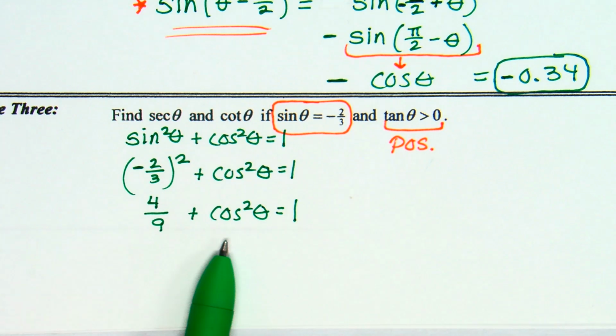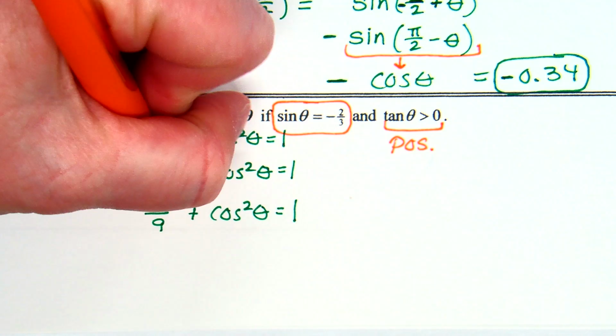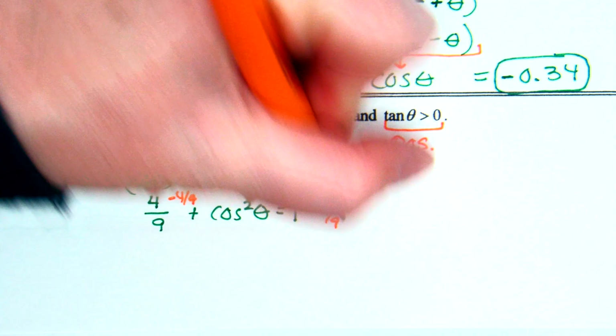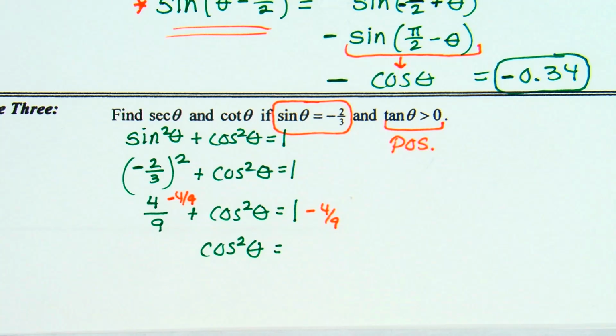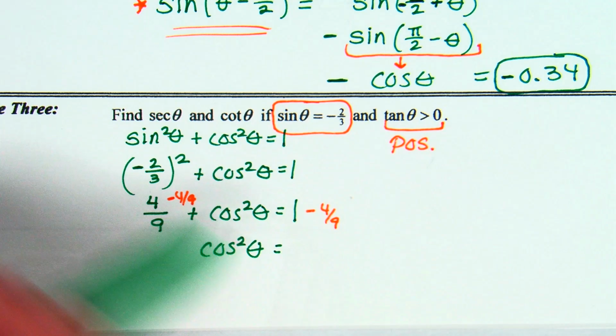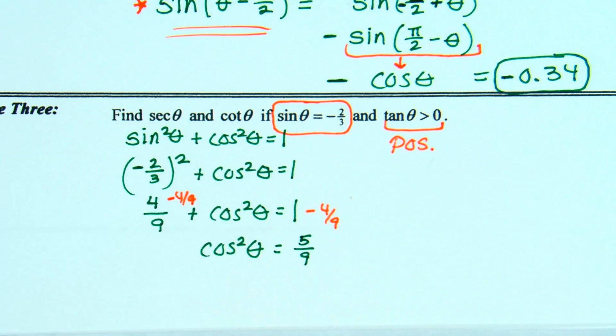Yeah, I know it says cosine squared theta. Just think of it like x squared. How would you get x squared by itself? You would take the 4/9 and subtract it over. On the left, 4/9 minus 4/9 cancel. Cosine squared theta equals 1 minus 4/9. So 1 in terms of ninths is 9/9. 9/9 minus 4/9 is 5/9.